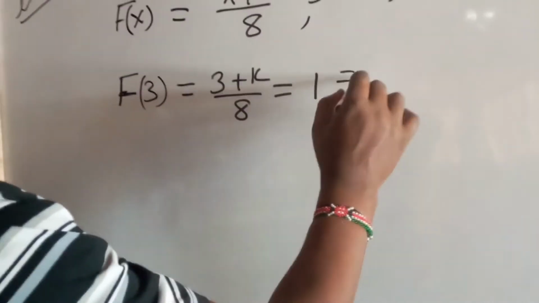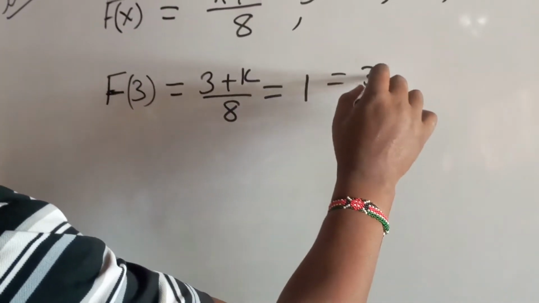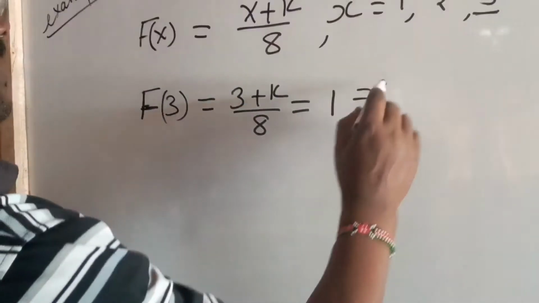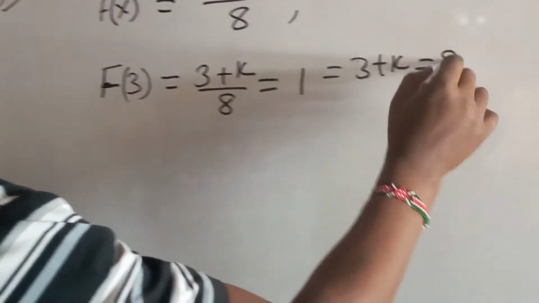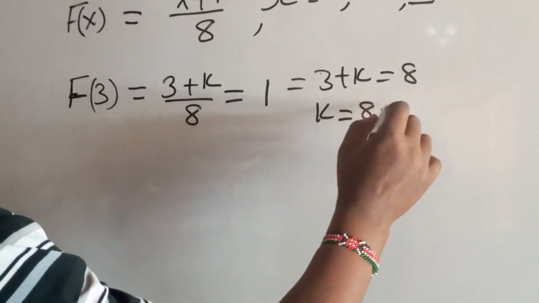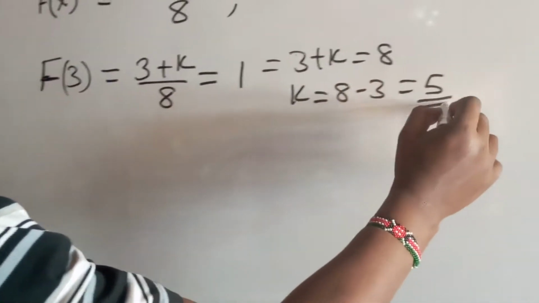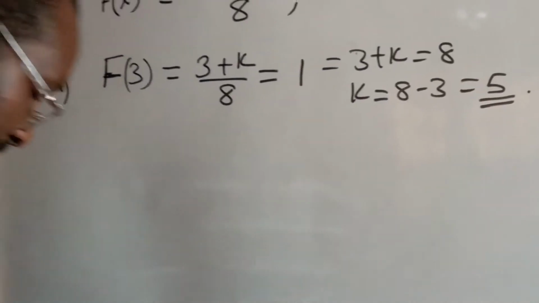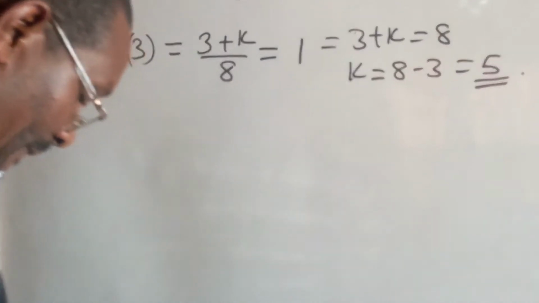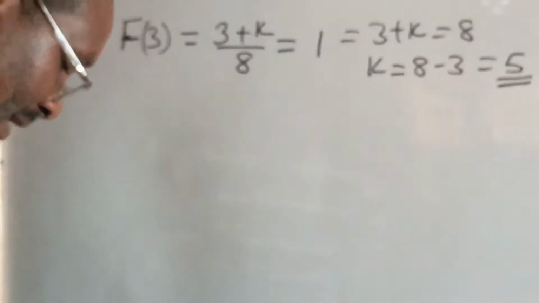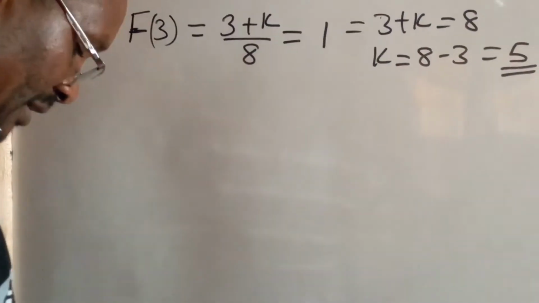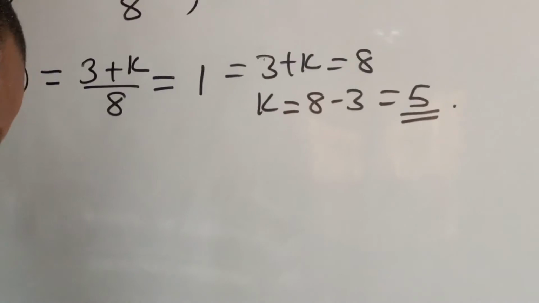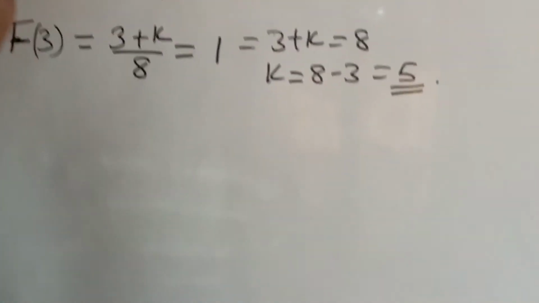This means therefore that 3 + k is 8, and k is 8 minus 3, which is 5. That is part A. The value of k is 5. What about part B? Part B is asking us to draw the distribution table for the cumulative distribution function.